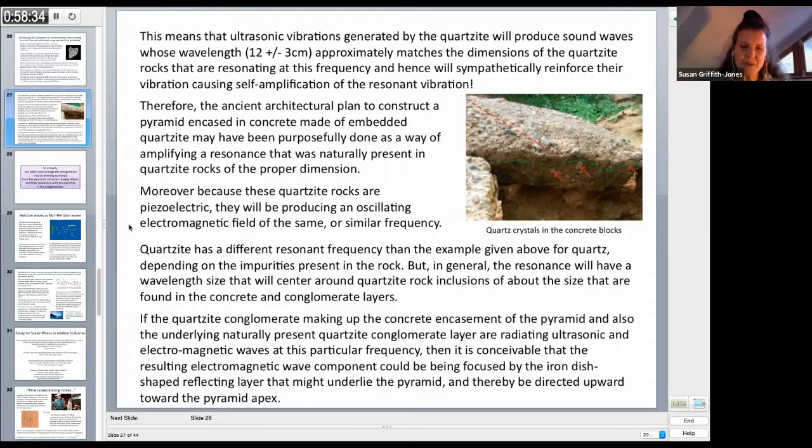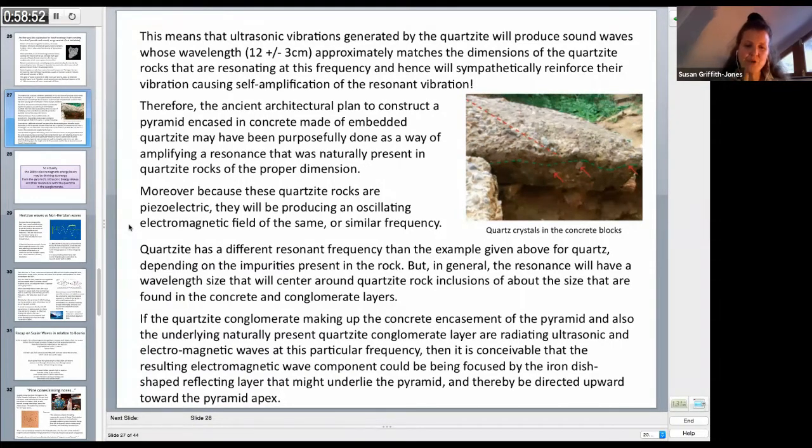Quartzite has a different resonant frequency than the example given above for quartz, depending on the impurities present in the rock. But in general, the resonance will have a wavelength size that will center around quartzite rock inclusions of about the size that are found in the concrete and conglomerate layers.